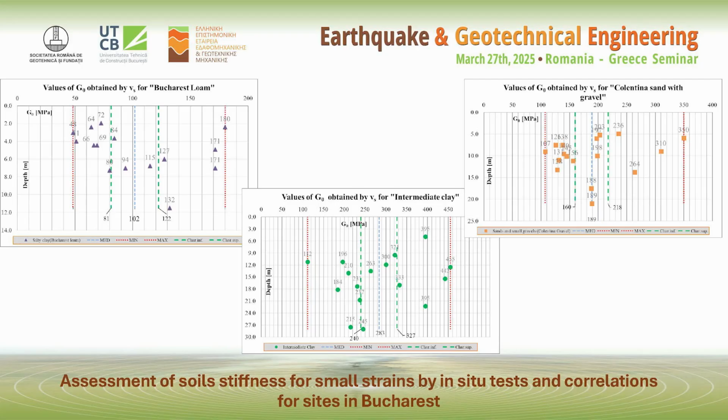We remain with 17 values. The green dotted lines are characteristic values obtained through mean characteristical values through statistical methods. So we see for Bucharest clay we have plus minus 20 megapascals from the average of about 100 megapascals. For Colentina gravel we have plus minus 30 from the average of 190, and for intermediate clay about plus minus 45 from the average of 280.